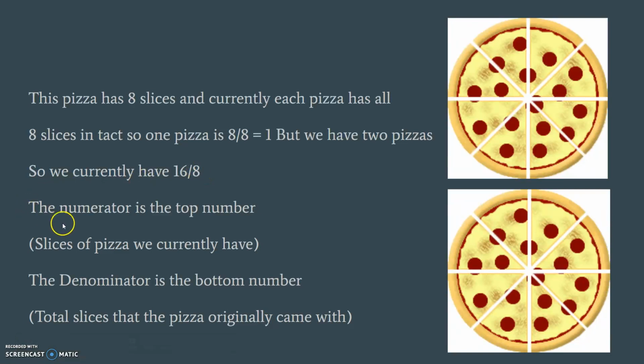So the numerator is the top number, and that's the slices of pizza we currently have, so 16. The denominator is the bottom number. That's the total slices that the pizza originally came with, so 16 over 8.